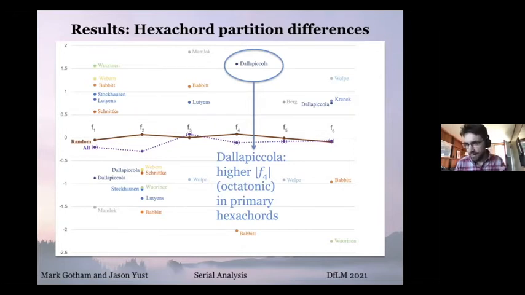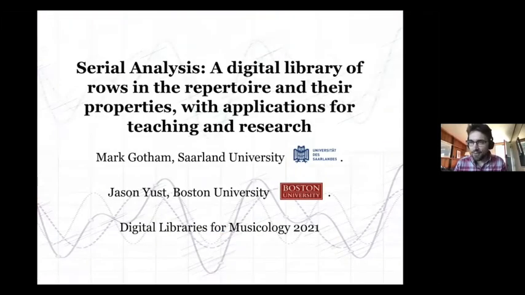One very interesting one I think is Dallapiccola, because his rows are often described as octatonic, and that is true, but it's not true for all partitions, as it turns out. We didn't find that he was particularly octatonic if you just took all the different partitions we looked at. But if you look just at the initial final hexachords, those are very octatonic. So this is showing that if you contrast the initial final with the inner outer hexachords, you get a much higher F4 in the inner outer hexachords. So that's just a few tidbits from that analysis.